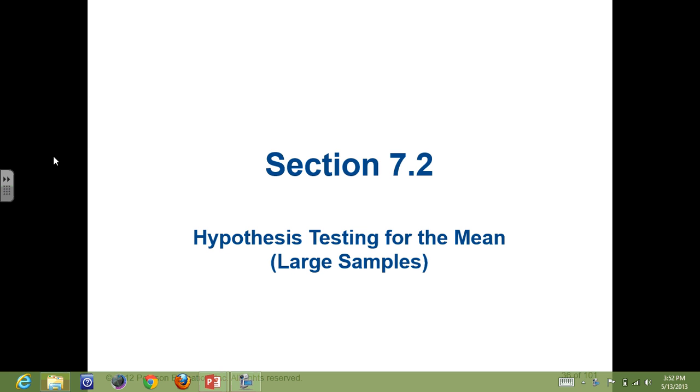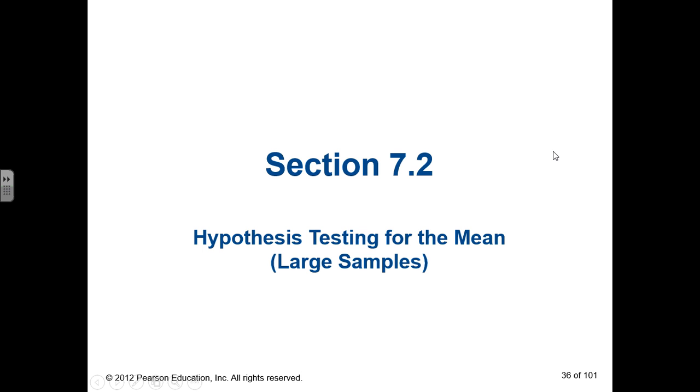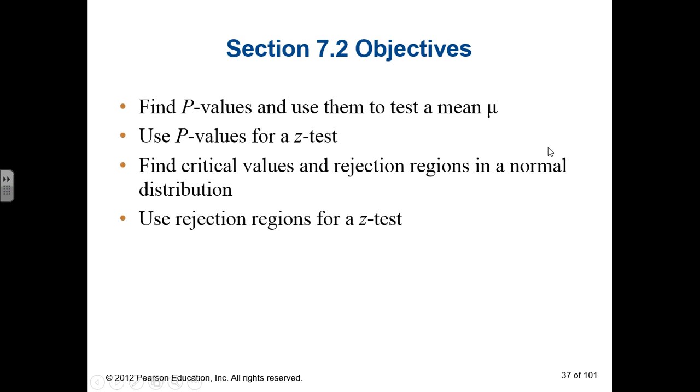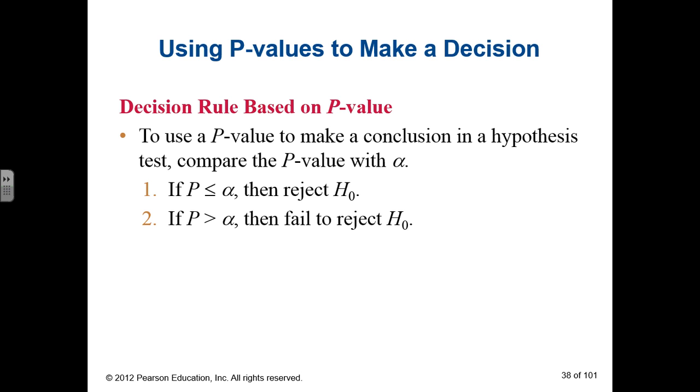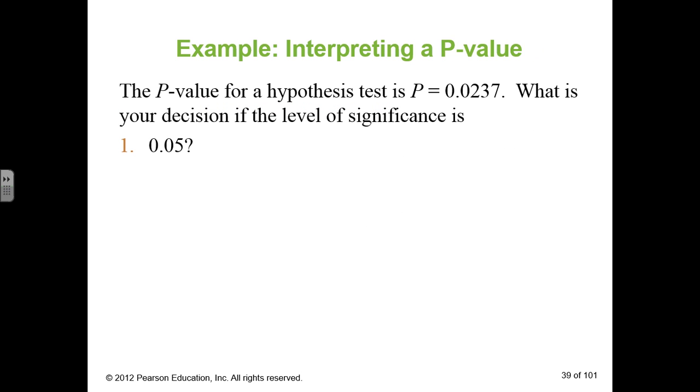Okay, so now that we have the theory behind how a hypothesis test works, let's actually see how we do a hypothesis test from start to finish. So recall we had the decision rule, and the decision rule is based on the p-value. We're comparing the p-value with alpha. Remember, if p is less than or equal to the significance level alpha, we reject the null hypothesis. If not, we fail to reject the null hypothesis.